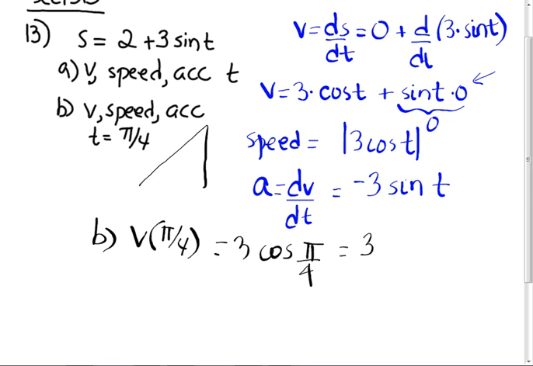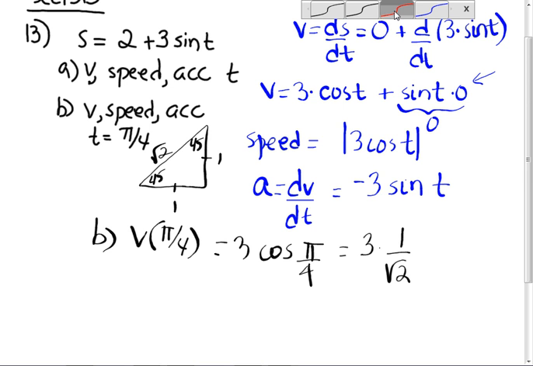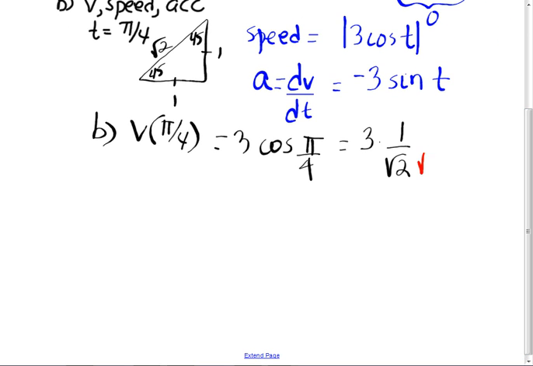Here's my triangle. Here's 45 degrees. This side's 1. That side's 1. This is square root of 2. So it's 3 times 1 over the square root of 2, which you could rationalize, which if it were multiple choice would most likely be rationalized. So 3 square root of 2 over 2. Clearly a positive number, right?